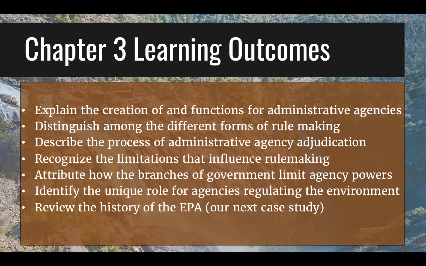For Chapter 3, you should expect these learning outcomes. Explain the creation of and functions for administrative agencies. Distinguish among the different forms of rulemaking. Describe the process of administrative agency adjudication. Recognize the limitations that influence rulemaking. Attribute how the branches of government limit agency powers. Identify the unique role for agencies regulating the environment. Review the history of the EPA.